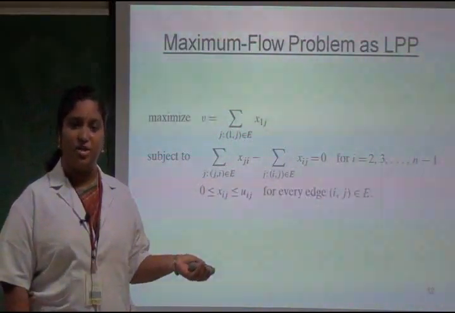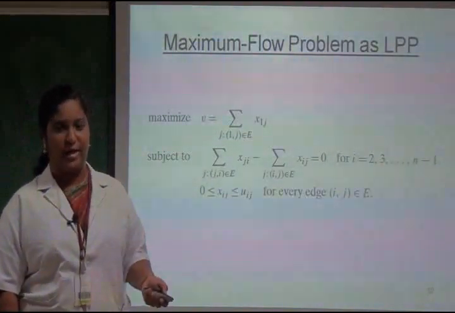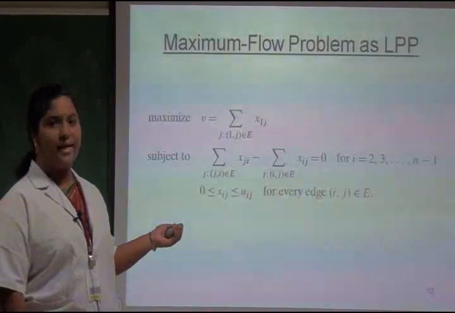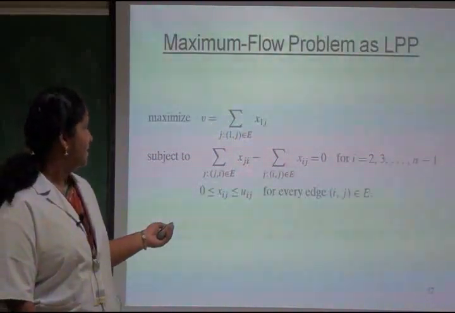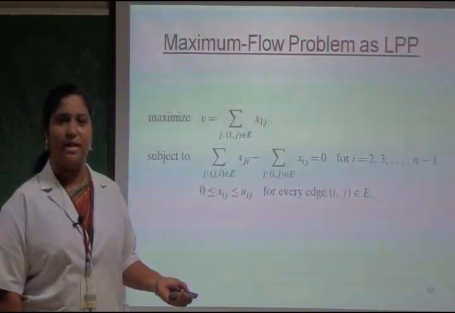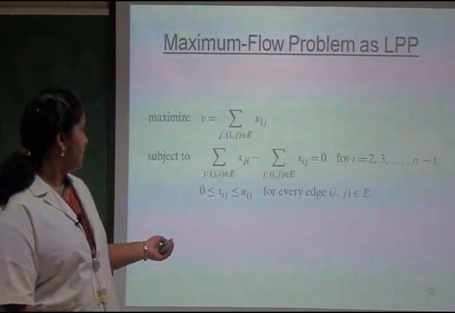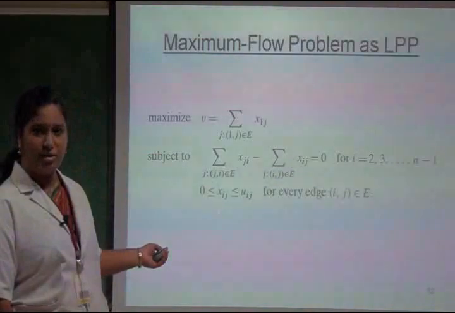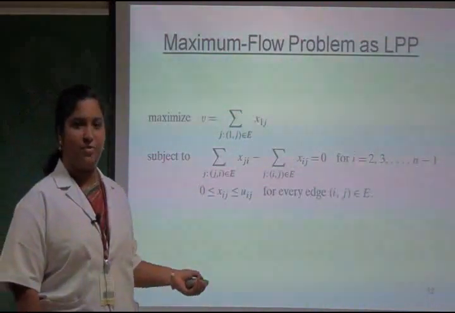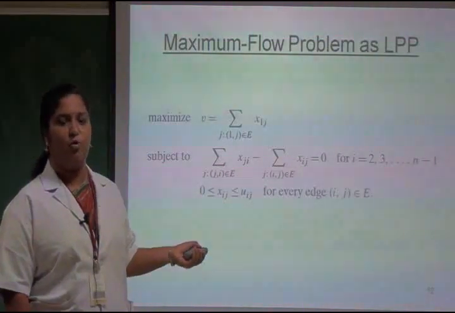We have to maximize this value subject to two conditions. The first condition is the flow conservation requirement. We have already seen that constraint, and this is the corresponding expression: sigma xji minus sigma xij is equal to 0. The next condition is the capacity constraint. It is written here: the flow value xij should lie between 0 and uij for every edge. So this is the maximum flow problem.